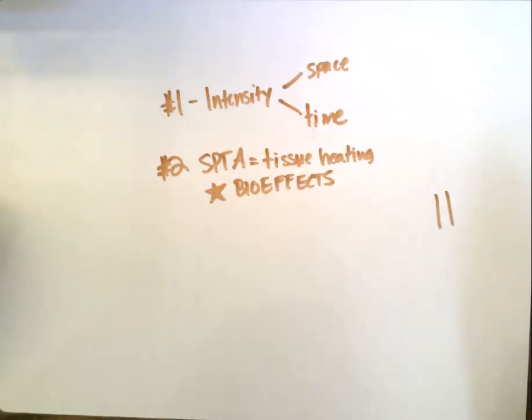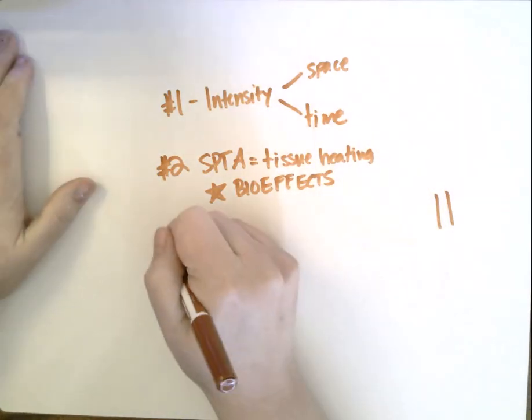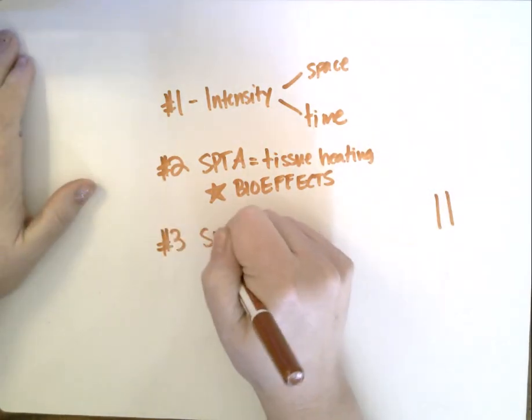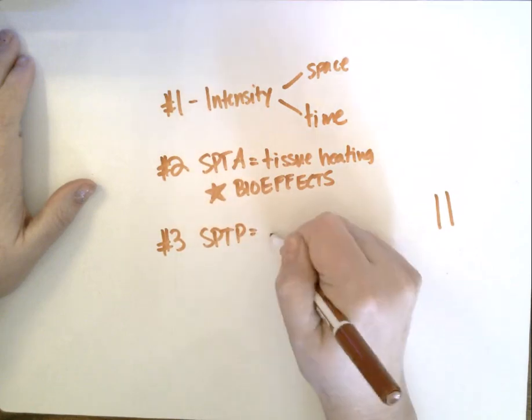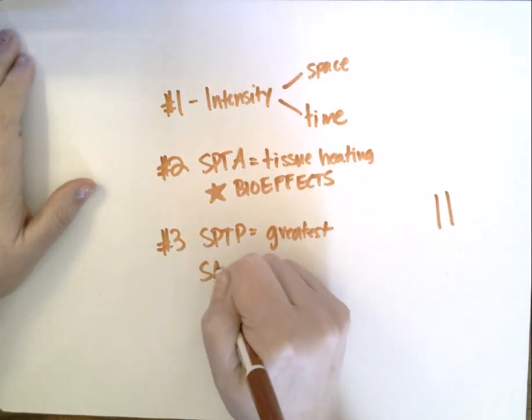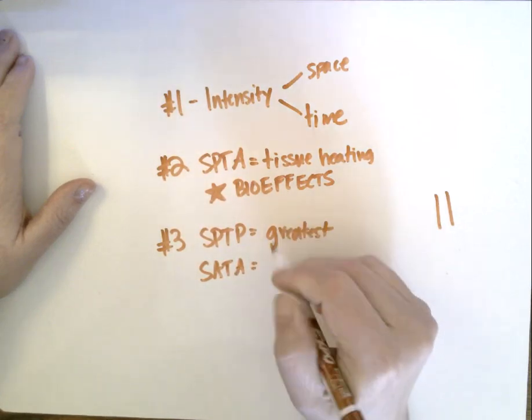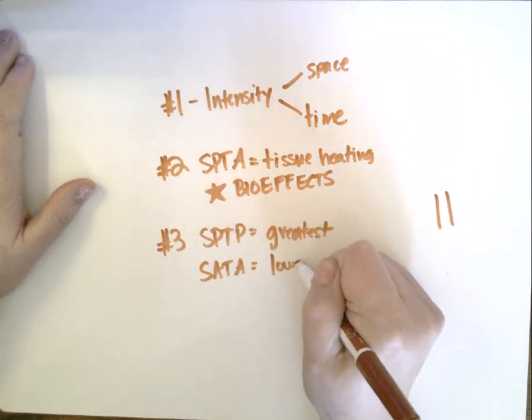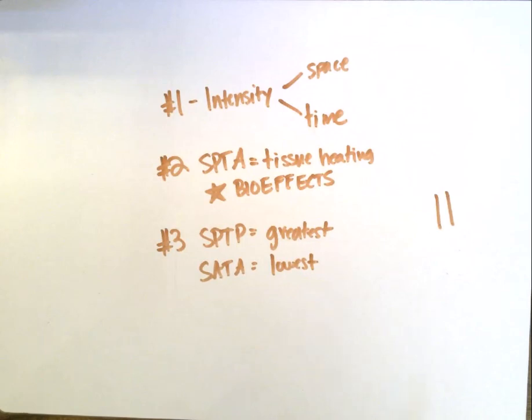And number 3 says peak is greater than average. So we will see that SPTP is the greatest, and SATA is the lowest intensity. Those are the three commandments that Dr. Edelman has adapted into the workbook. I would agree with all of this. I am going to add probably two more things onto it.